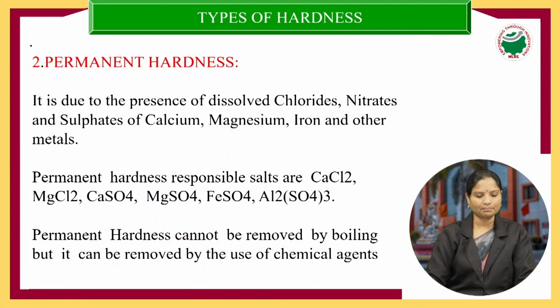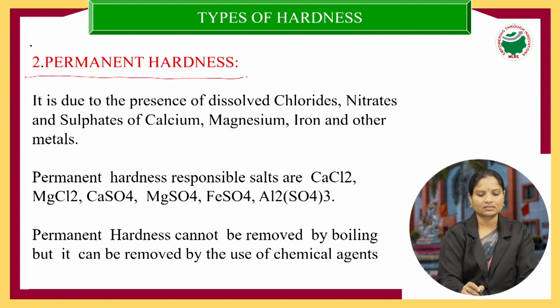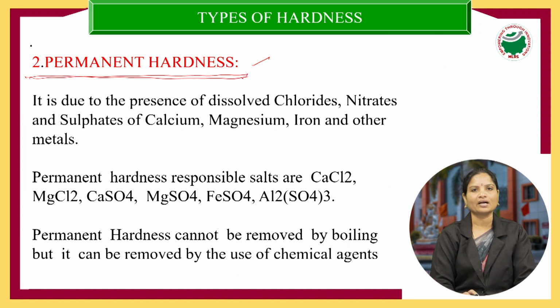Then the second type, permanent hardness. This permanent hardness is due to the presence of chlorides, sulfates, nitrates of the calcium or magnesium ions. Such ions present in our water cause hardness. This type of hardness we call permanent hardness.